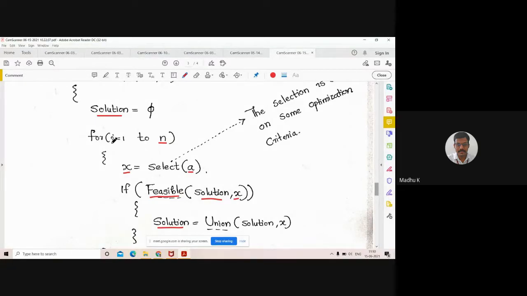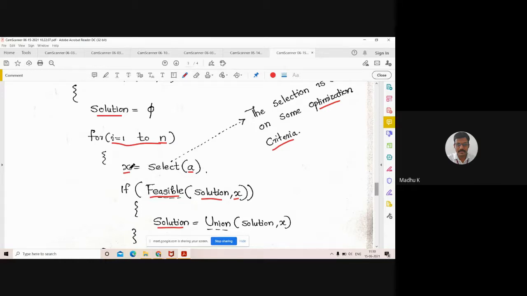For i equal to 1 to n means there are n stages. At each stage, what will we do? We will select an input from the input set. This selection is based on some optimization criteria. Based on some optimization criteria, we will select an input.